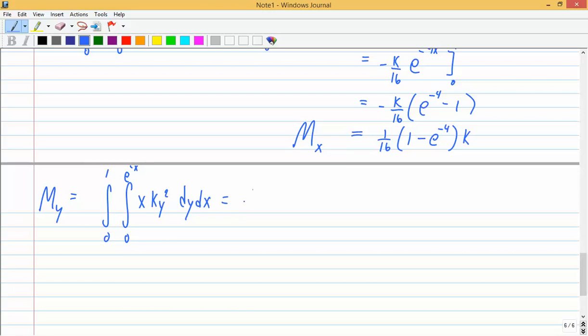Not going to change my first integral really that much. Still a power rule. That's going to be all that over 3, evaluated from 0 to e to the negative x. So that's going to be e to the negative 3x.